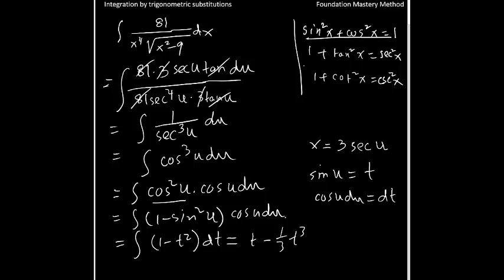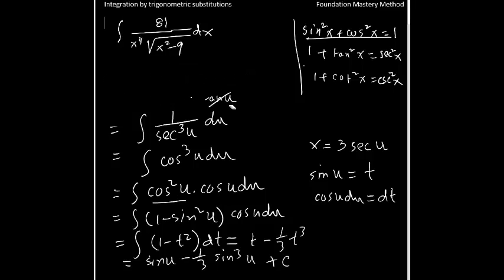Now we need to substitute back what we have taken in relation to x, u, and t. So you know t is sine u. So then first you write sine u minus 1/3 sine cubed u plus a constant. But we are not done yet, because our main variable was x. So then we need to go back to x.